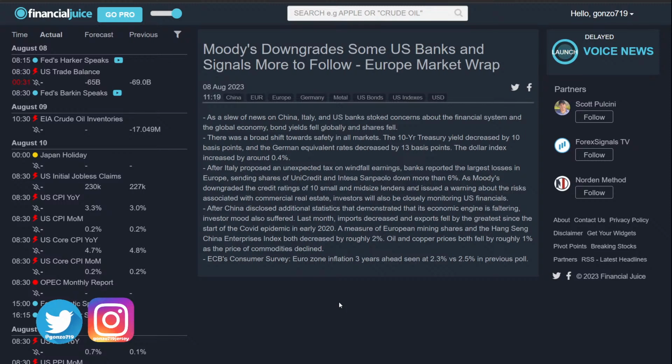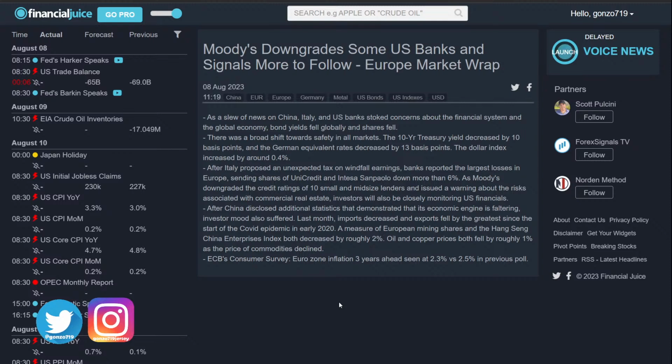TLT, which I told everybody I bought on a dip, is up 1.82% this morning. So that's what they're talking about. Yields fall, people buy bonds. There was a broad shift towards safety in all markets. The 10-year Treasury yield decreased by 10 basis points, and the German equivalent rates decreased by 13 basis points. The dollar index increased by around 0.4. So this is where we're going.